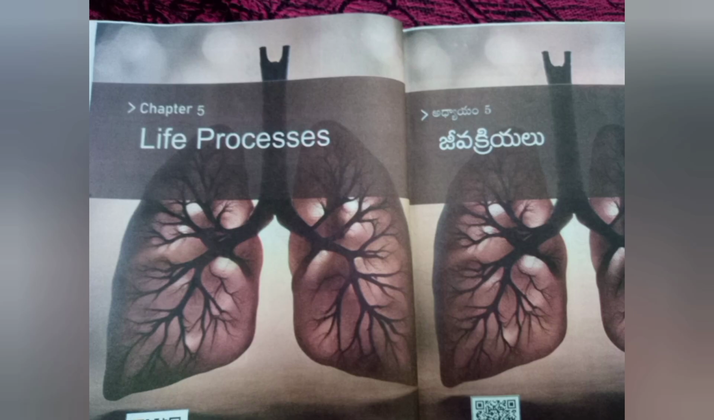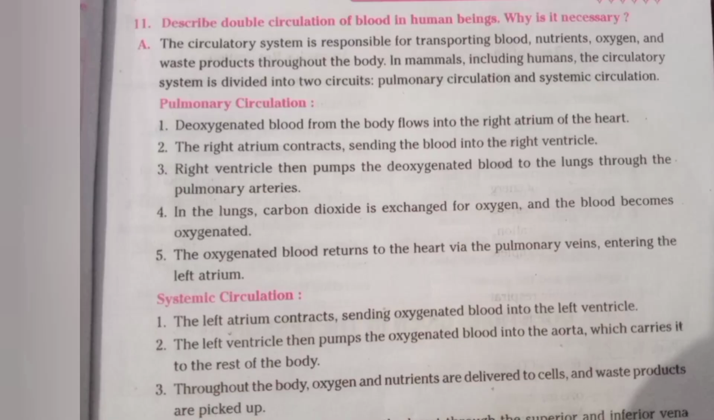11. Describe double circulation of blood in human beings. Why is it necessary? A. The circulatory system is responsible for transporting blood, nutrients, oxygen, and waste products throughout the body. In mammals, including humans, the circulatory system is divided into two circuits: pulmonary circulation and systemic circulation.